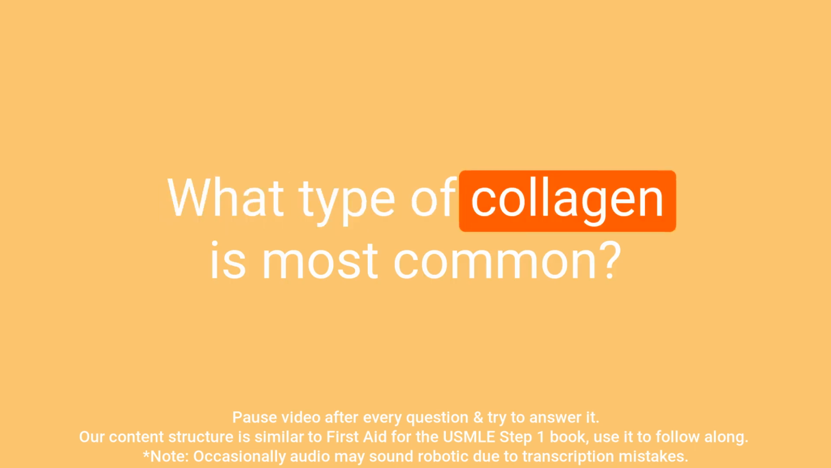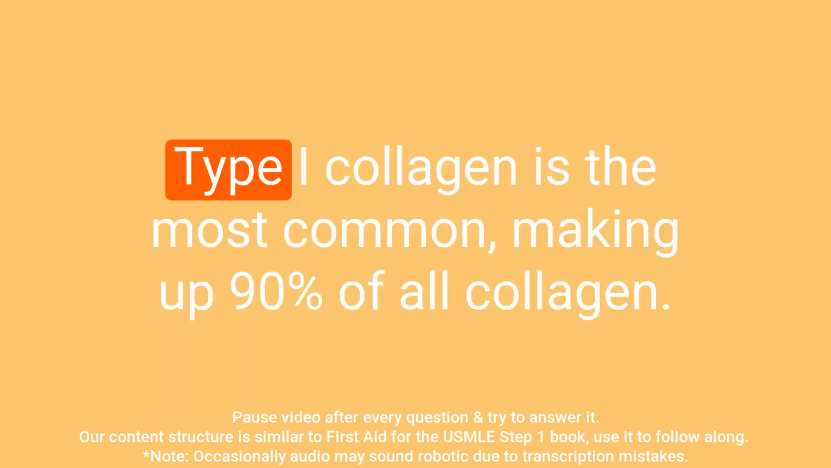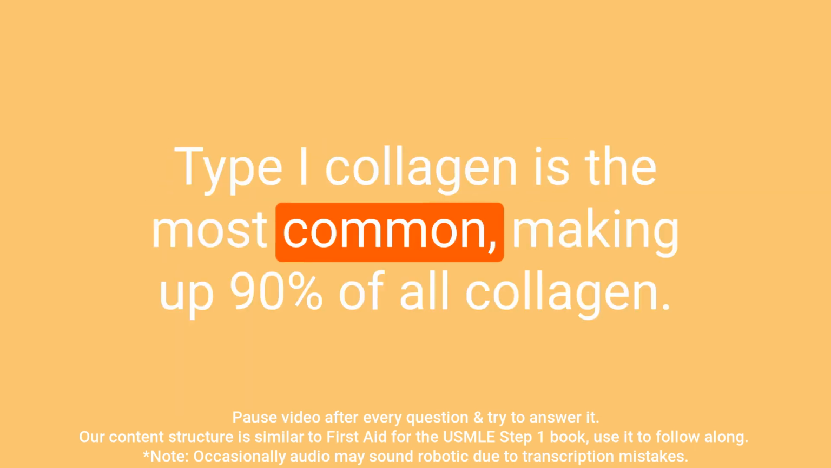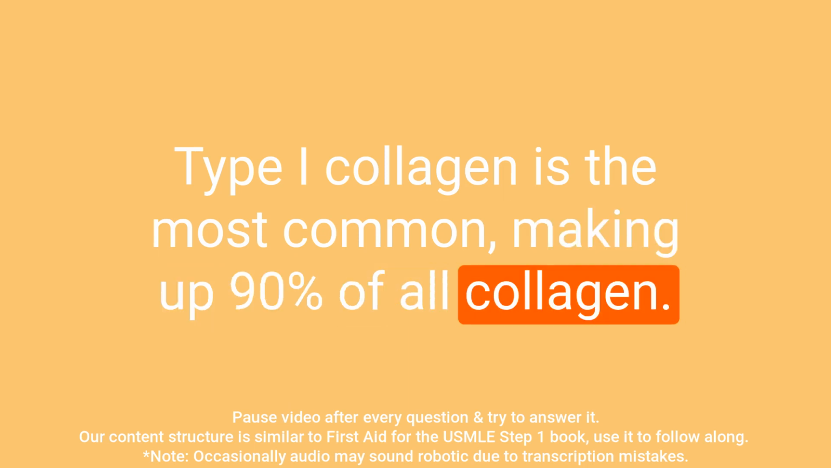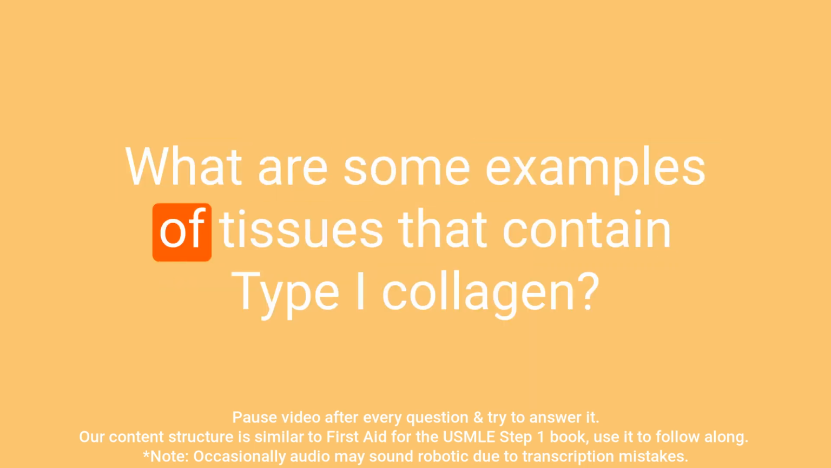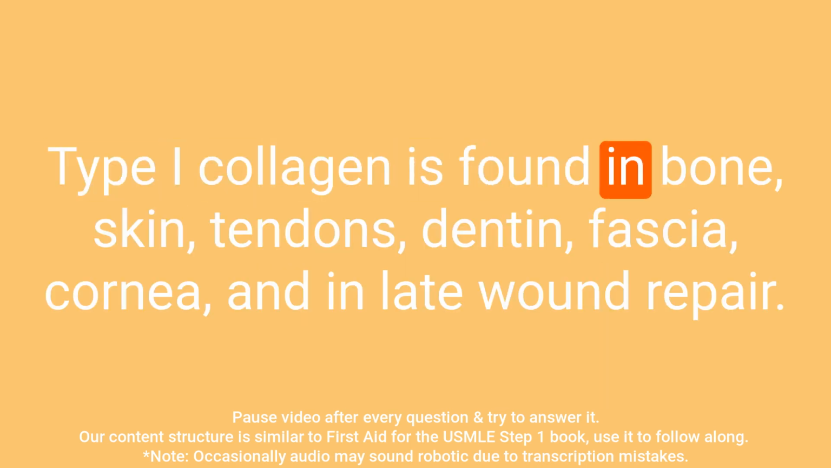Question: what type of collagen is most common? Answer: type I collagen is the most common, making up 90% of all collagen. Question: what are some examples of tissues that contain type I collagen? Answer: type I collagen is found in bone, skin, tendons, dentin, fascia, cornea, and in late wound repair.